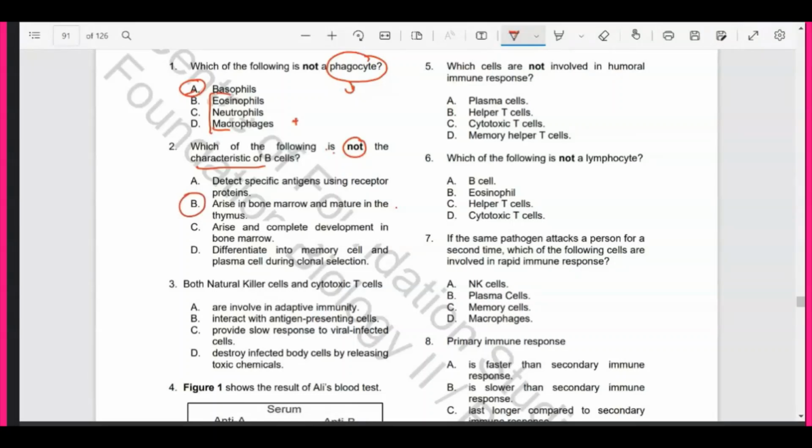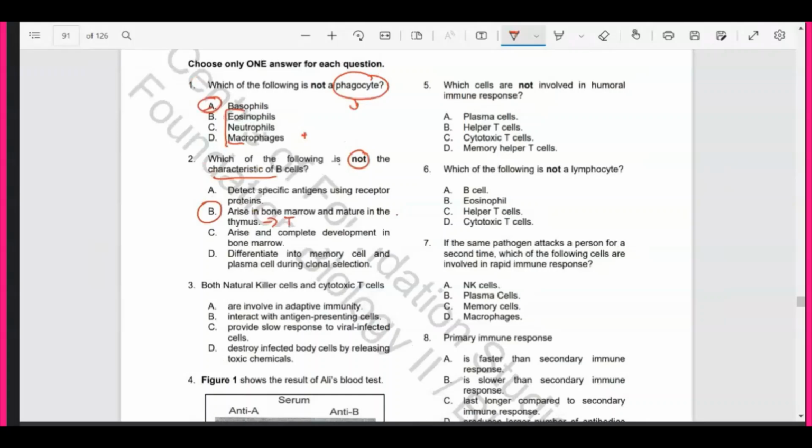Which of the following is not a characteristic of B cells? I choose B, sebab A, C dengan D tu semua tentang B cell. If you look at statement B, arise in bone marrow and mature in the thymus, this one is referring to which cell? T lymphocyte. Okay, the T cell.